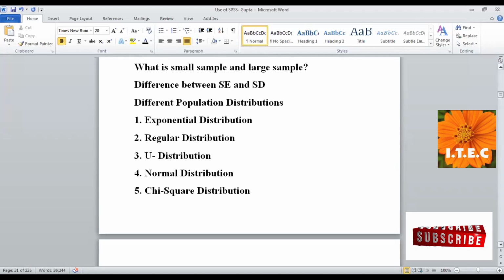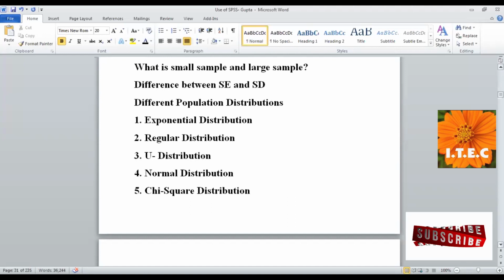Now you can see the line, whatever you want. The meaning is that when you are taking samples of different sizes from the population, and the population distribution is exponential, the sample distribution will not be exponential. It will be different.